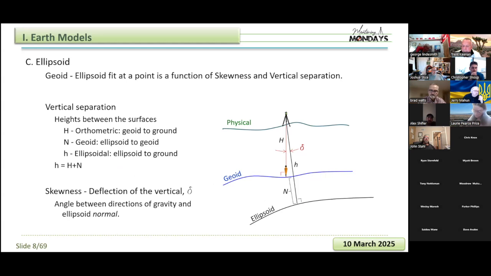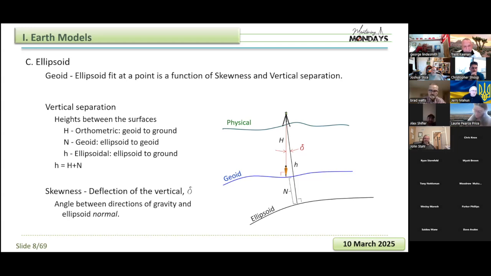Geodesists will stamp their feet and say, no, no, no, that's not exactly right, but that's okay. Let them. We don't let them out very often into the real world. And when we do, we just kind of play along with whatever they say.